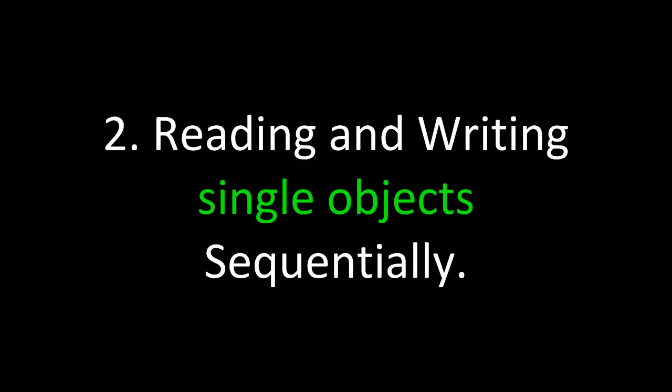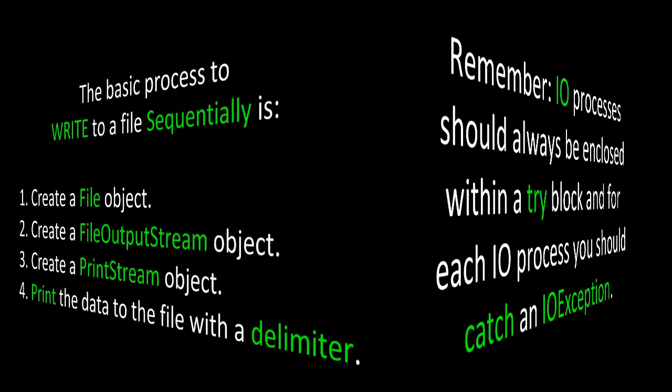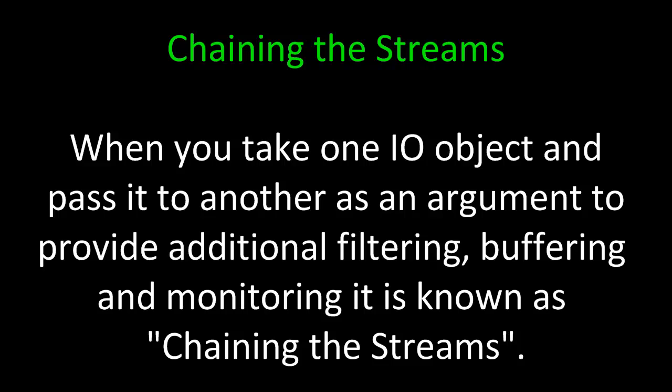Now let's take a look at reading and writing single objects sequentially. The basic process to write to a file sequentially is, first create a file object, then create a file output stream object, third create a print stream object, and fourth print the data to the file with a delimiter. In this example, we're going to use a line. Remember, I/O processes should always be enclosed within a try block, and for each I/O process, you should catch an I/O exception. Note, when you take one I/O object and pass it to another as an argument to provide additional filtering, buffering, and monitoring, it is known as chaining the streams.